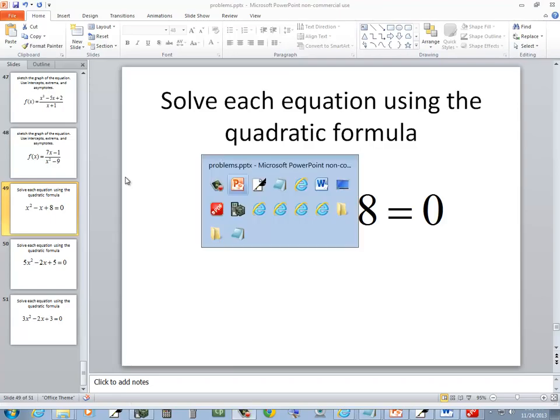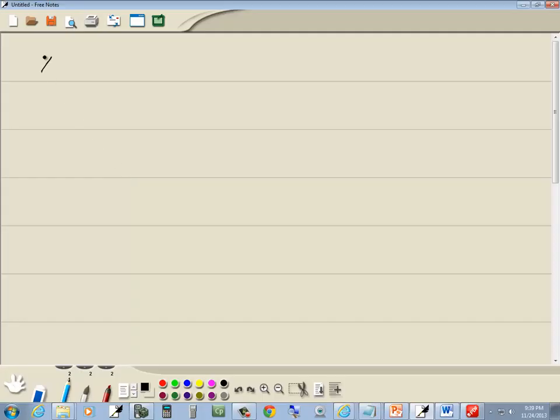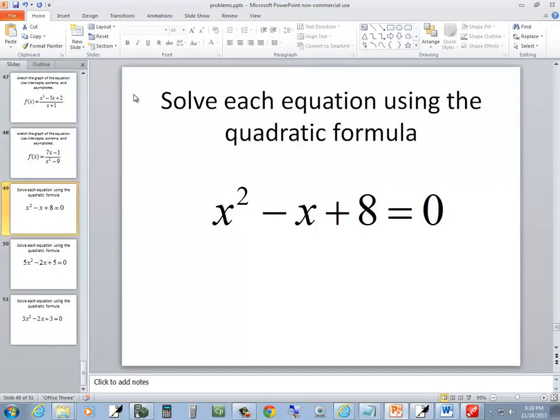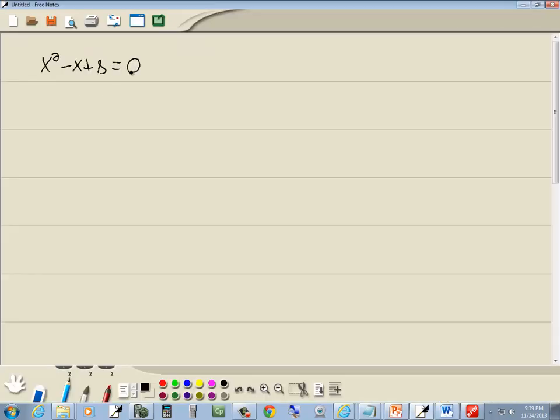Let's take a look at this problem. We got x squared minus x plus 8 is equal to 0. It's in the right form. We got 0 on this side, and we got x squared, x, no x. So we're going to use the quadratic formula.